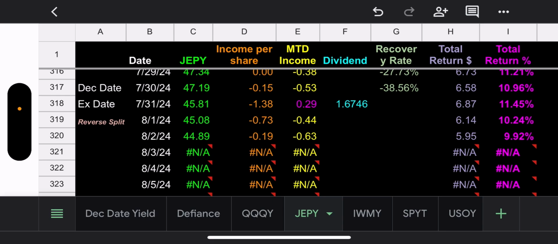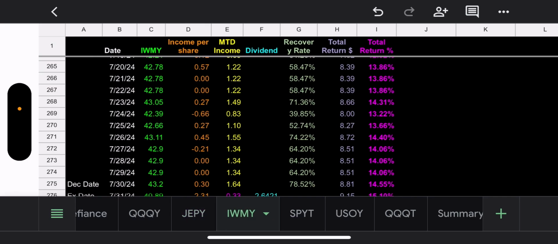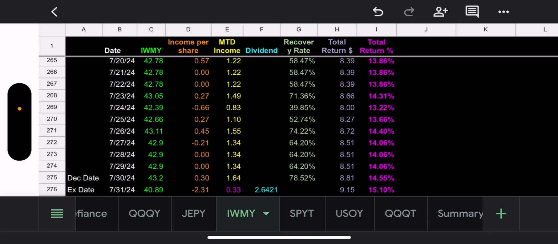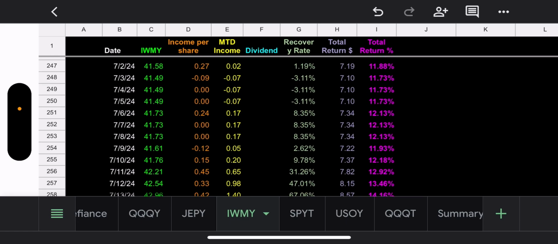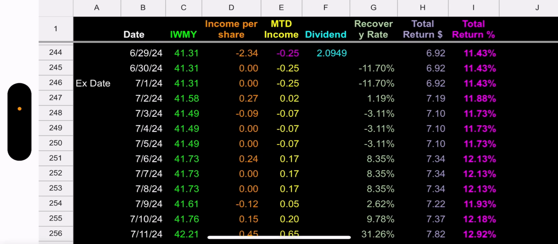Total return from inception, it's up 9.92%. This is without DRIP. This is just taking the dividends as cash, okay? Now let's look at IWMY. They had a little different story going there. So the Russell, the small cap stocks, they did better.